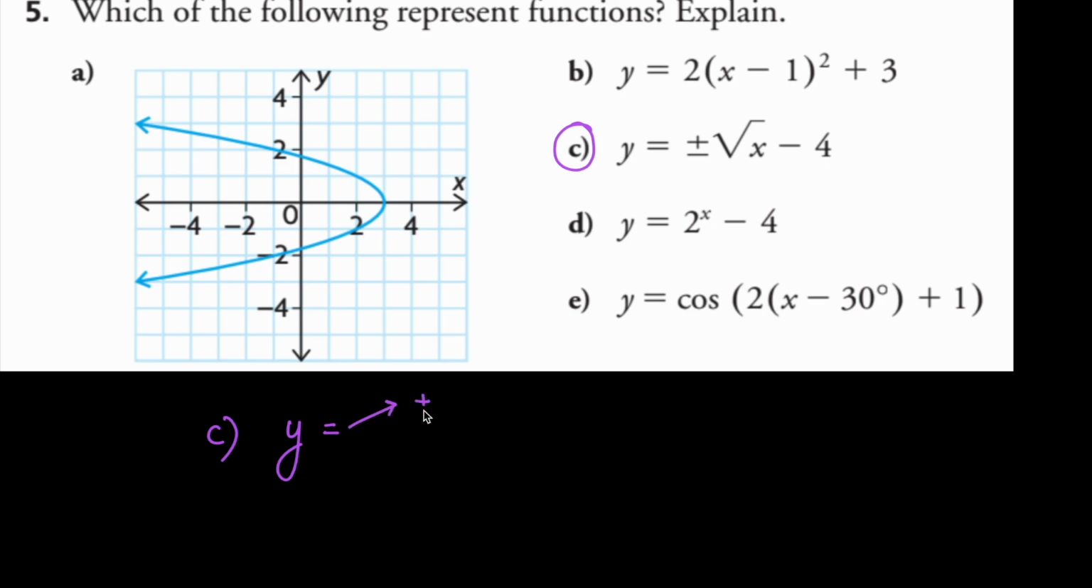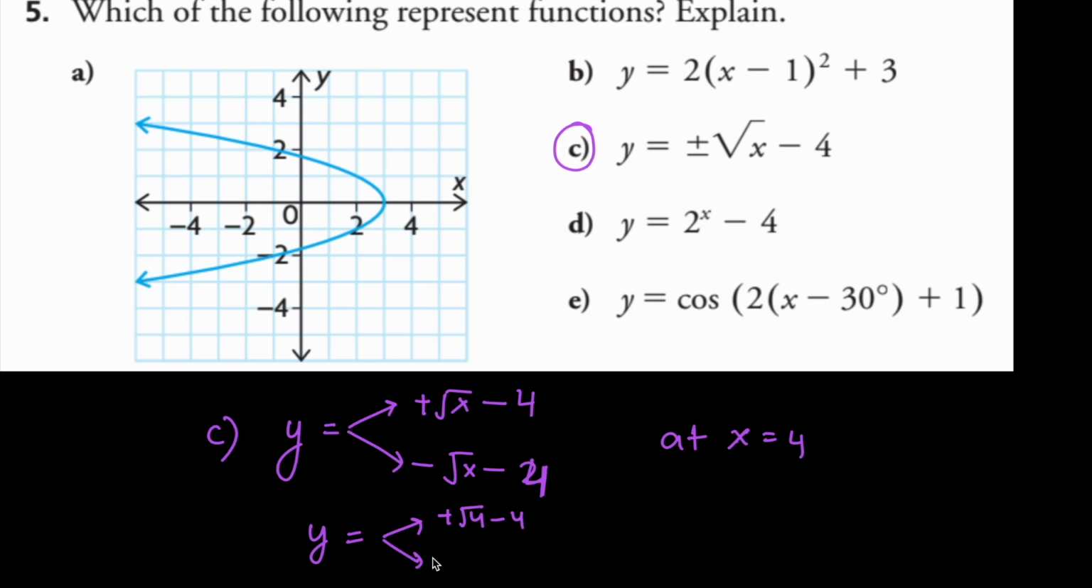y can be plus square root x minus 4, or y can be negative square root x minus 4. Now if you see here, for example, at x equals 4, if I put x equals 4 here, that means my y is going to have two values: first, plus square root 4 minus 4, and second, minus square root 4 minus 4.